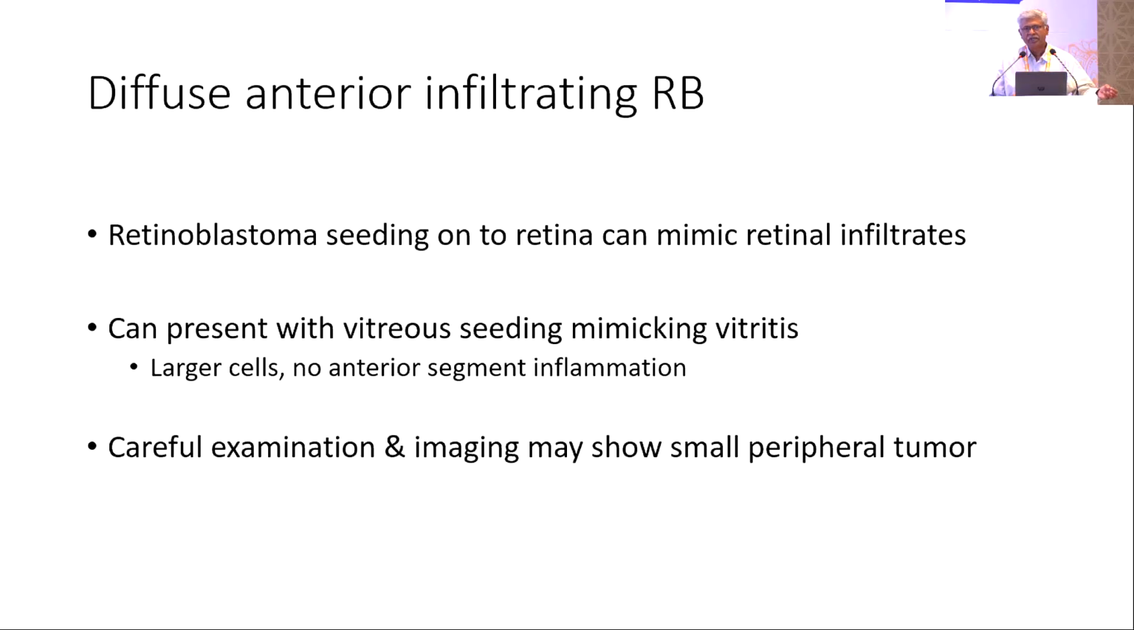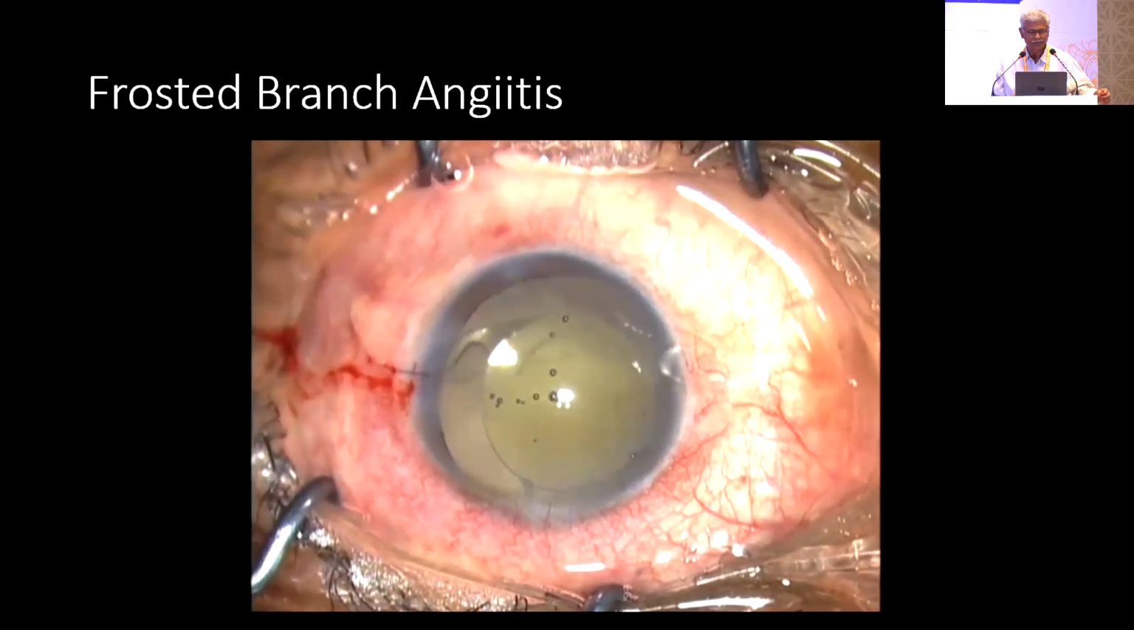So the retinoblastoma seeding onto the retina can mimic retinal infiltrates, can mimic inflammatory infiltrates, and can present with vitreous seeding mimicking vitritis. But the difference is that these cells are larger, and there's no anterior segment inflammation, and careful examination and imaging may show a small peripheral tumor. Diffuse anterior infiltrating retinoblastoma, you don't see a large tumor with calcium. It could be an extremely small tumor in the extremely anterior part, which may not be picked up very well with an ultrasound or an MRI. So we have to look very carefully and have a high degree of suspicion to suspect this.